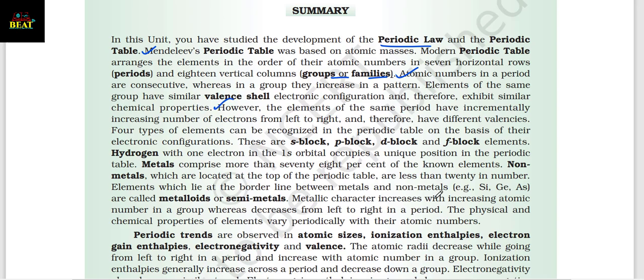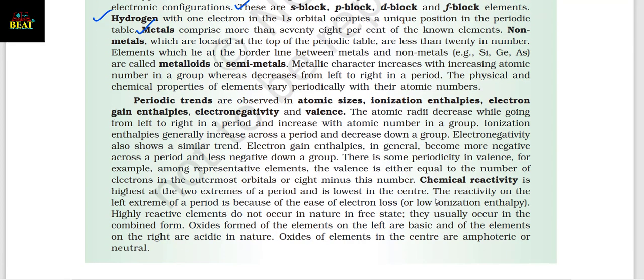However, the elements of the same period have incrementally increasing number of electrons from left to right and therefore have different valencies. 4 types of elements can be recognized in the periodic table on the basis of their electronic configuration. These are s, p, d and f block elements. Hydrogen with 1 electron in the first s orbital occupies a unique position in the periodic table. Metals comprise more than 78% of known elements. Non-metals, which are located at the top right of the periodic table, are less than 20 in number. Elements which lie at the borderline between metals and non-metals, example silicon, germanium, arsenic, are called metalloids or semi-metals.